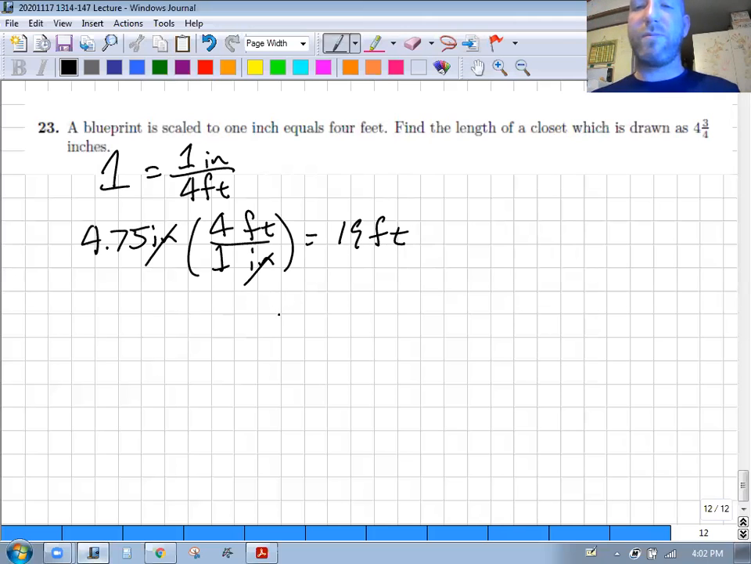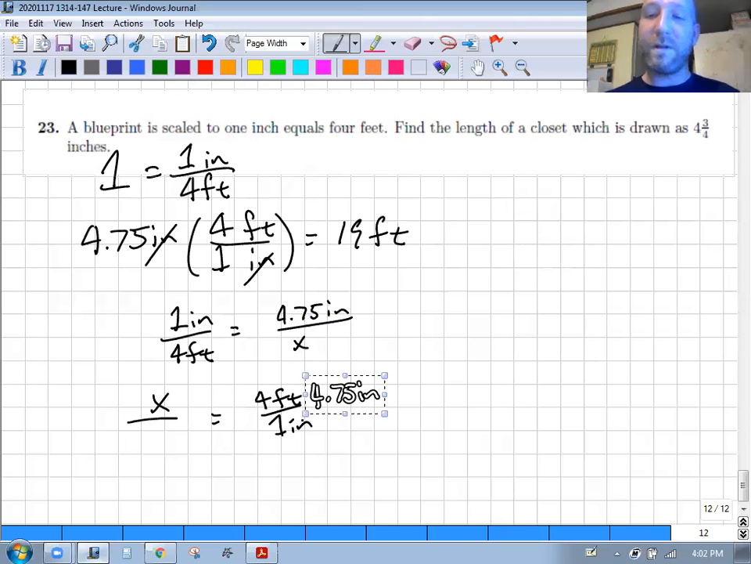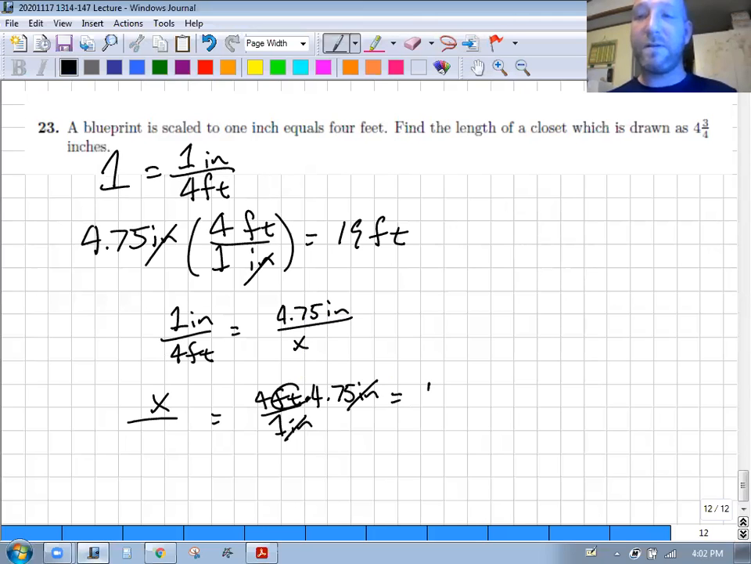All right, we could also have done a proportion here, right? Instead of doing unit conversion, we could have done 1 inch is to 4 feet as 4.75 inches is to x feet, right? We don't have to write the feet, it's built into the x. So in this case, you have x over 4.75 inches is 4 feet over 1 inch. Multiply both sides by this. Inches goes away, we're left with feet. We're left with 19 feet here. So you could do that as a unit conversion or as a proportion. Either way is fine.